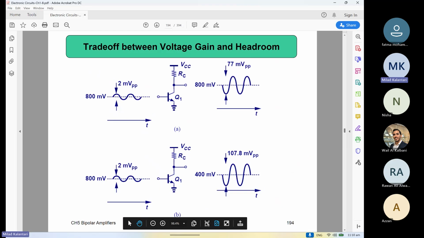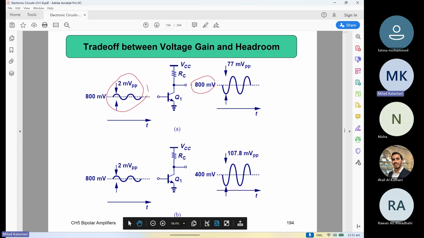So here is just demonstrating: if this DC voltage is higher and you have this 2 millivolt input peak to peak AC signal, the output, let's say, has some gain, right? The output peak to peak is 77 millivolt, for example. If you change the RC value or the current or GM so that this DC comes down, it means the gain is higher.